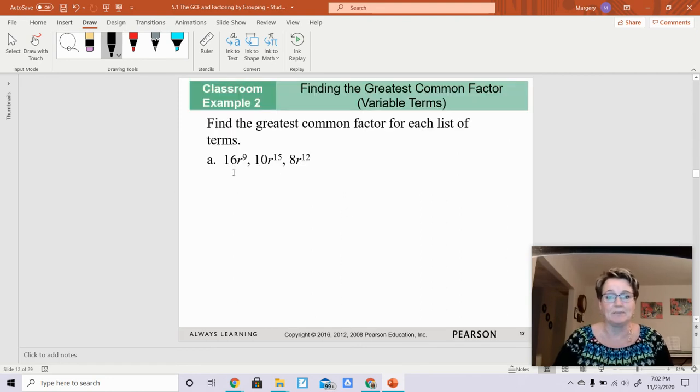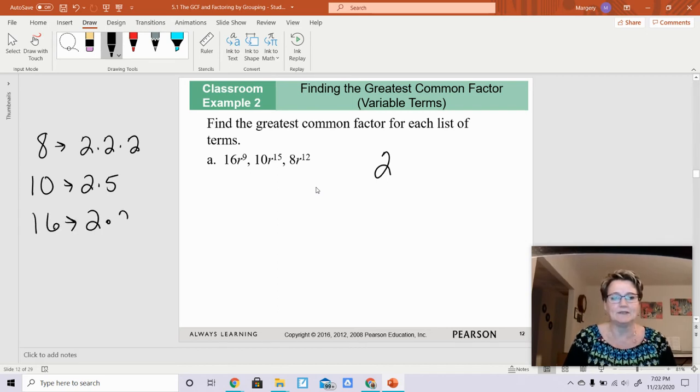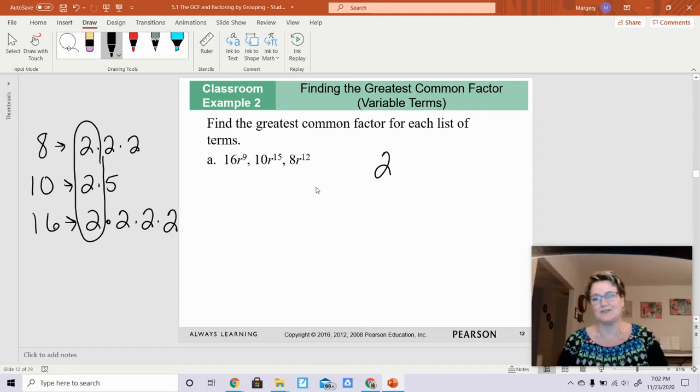So first of all, the numbers, 16, 10, and 8. I can tell you personally, I know that it's going to be 2 as the greatest common factor that can go into 16, 10, and 8. If you don't believe me, this is what it would be. 2 times 2 times 2 is 8. For 10, it would be 2 times 5. For 16, it would be 2 times 2 times 2 times 2. Well, they all share a 2. That's the greatest common factor for the numbers.